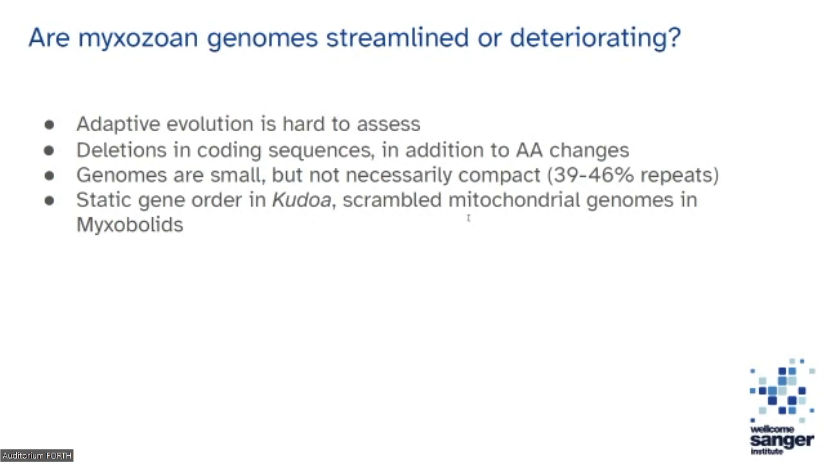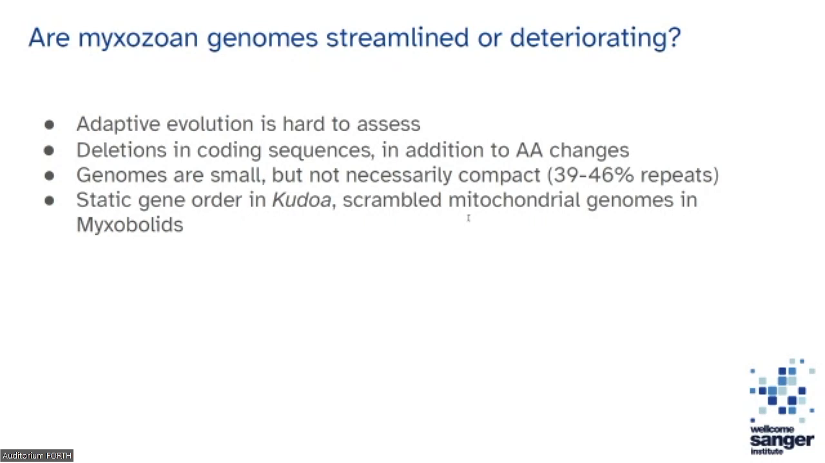The other thing is that there seem to be deletions that are still ongoing in the Kudoa tips, and you could speculate whether that might also be deleterious. And their genomes may be small, but for something that's supposed to be streamlined, they have quite a high repeat content. So that's not necessarily what you'd expect if selection were driving the genome contraction.